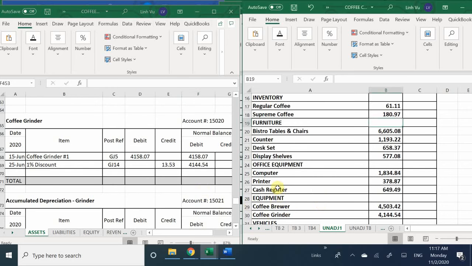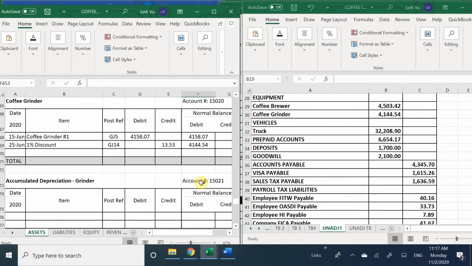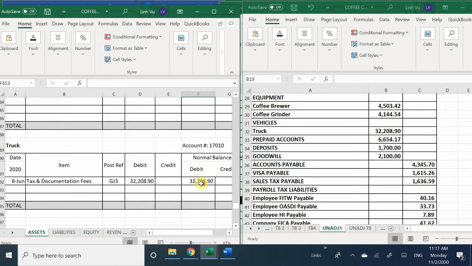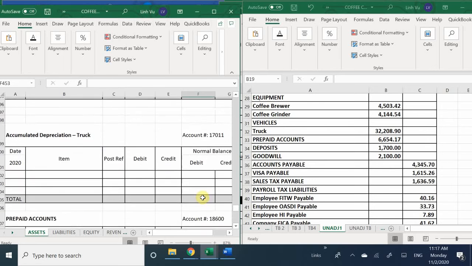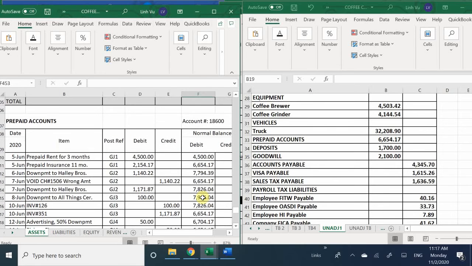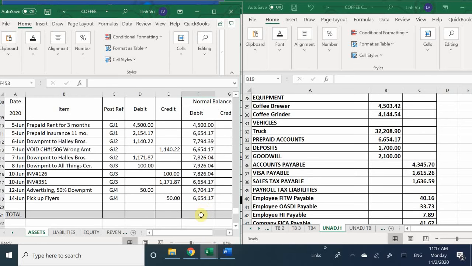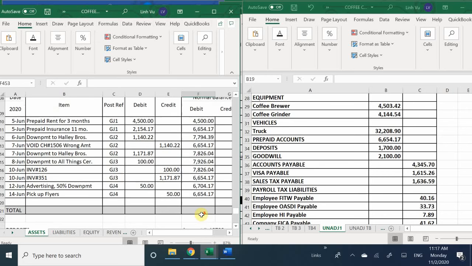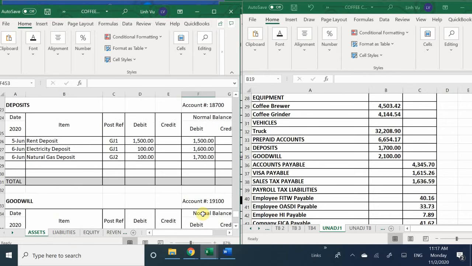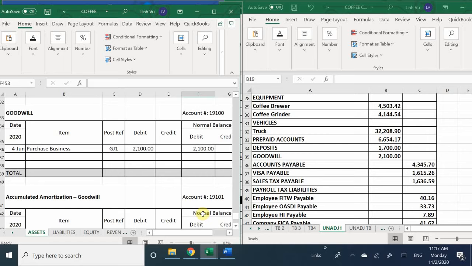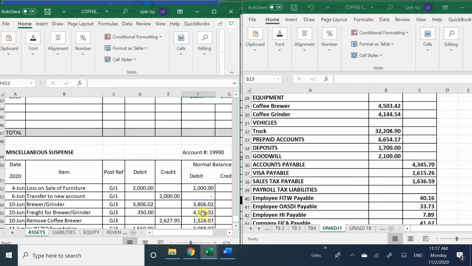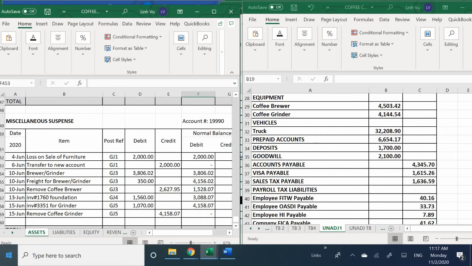Good. All right. Same thing for the vehicles. The truck is still 32,208.90. Okay. The good, I'm sorry, say that again. What was this? Prepaid? Good. That's fine. Nope, it's the same. Same thing with my deposits. It's still 1,700, and my goodwill did not change either, as well as my miscellaneous expense, which I don't have anything. So all of those are all the same.